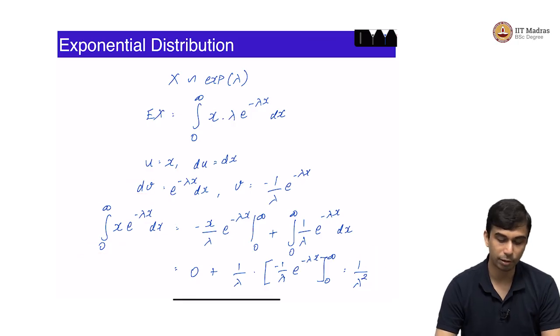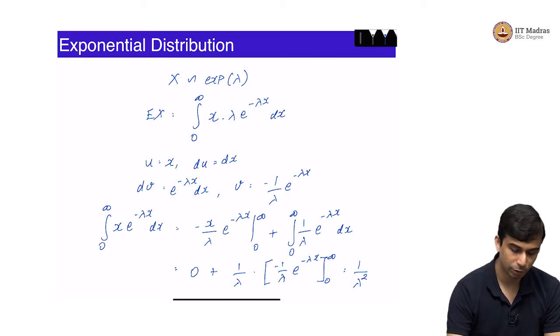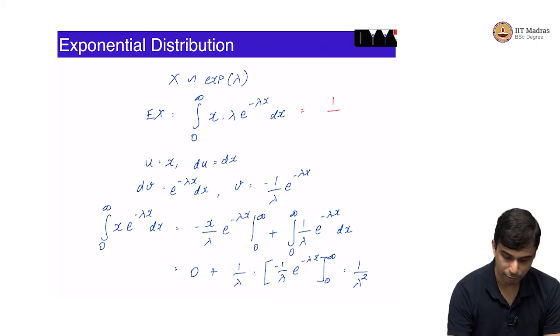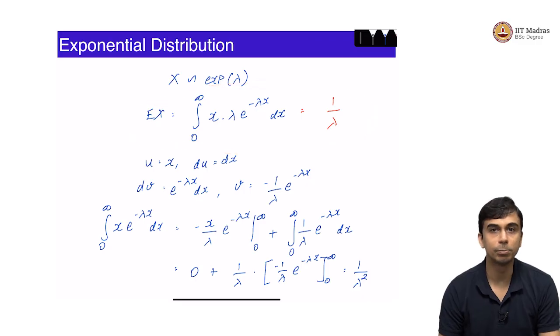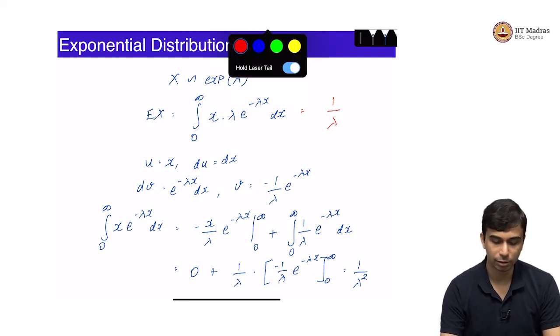But what do we want? We want this integration multiplied by lambda. So 1 by lambda squared into lambda is equal to 1 by lambda, right. So that means that Ex is equal to 1 by lambda. You can see the similarities to the geometric random variable coming here again. For a geometric random variable the expectation was 1 by p, here you have 1 by lambda, right. So that is similar here.